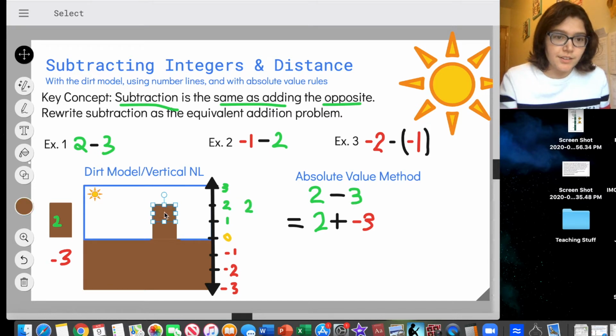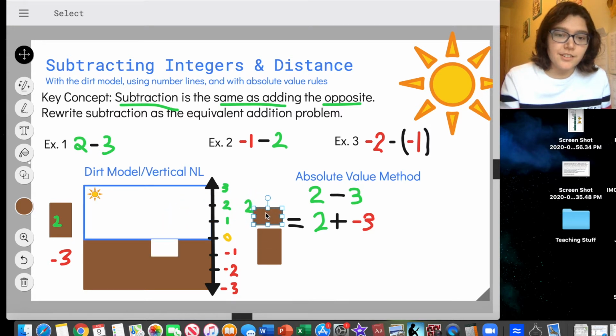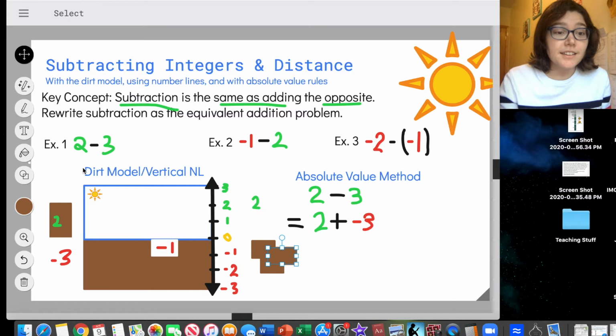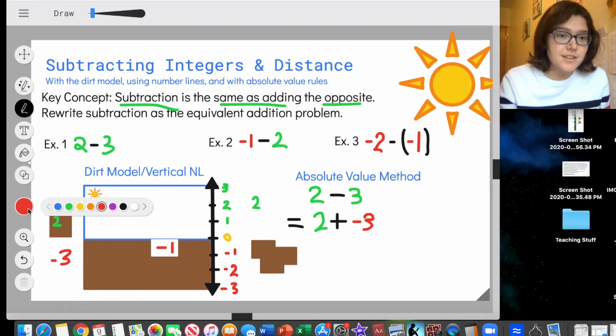I'm going to take away 1 unit of dirt. Then I'm going to take away a 2nd unit of dirt. And now I need to take away my 3rd unit of dirt. Pretty fun. I end up with a hole in the ground that is negative 1 deep. So that is going to be my answer to this question, which we'll see in lots of different forms: 2 minus 3 is equal to negative 1.